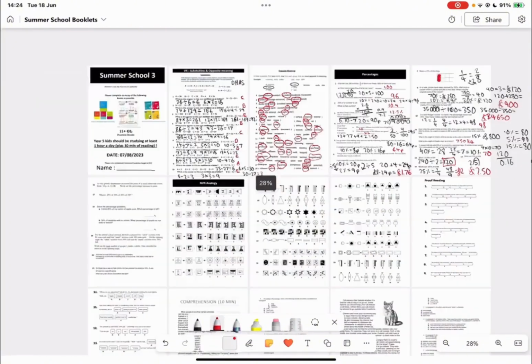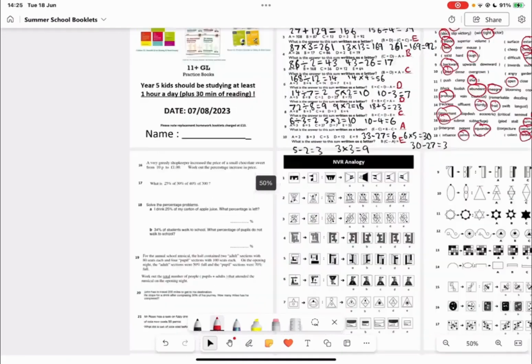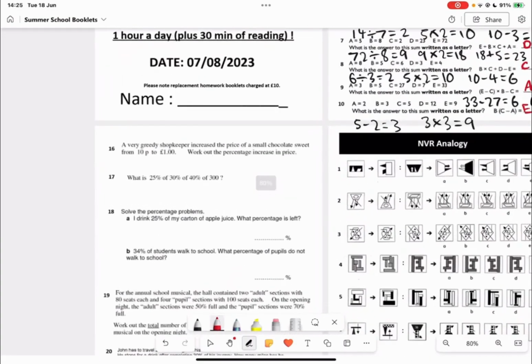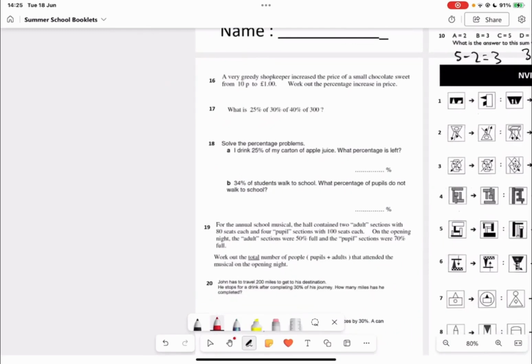Okay, now we move on to the next part, which is question 16. So a very greedy shopkeeper increased the price of a small chocolate sweet from 10p to £1, and now we have to find the percentage increase.